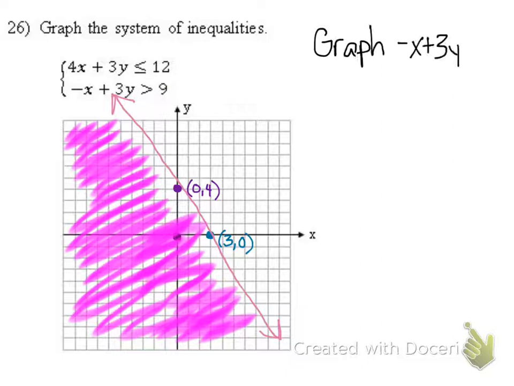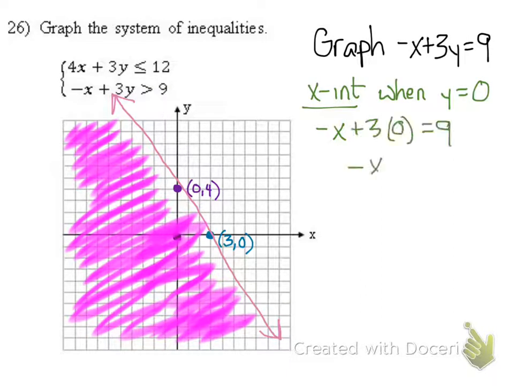Then we'll repeat the process for the second inequality. First we'll find the x-intercept by plugging in 0 for y. We get x equals negative 9. So on the x-axis, I'm going to mark where negative 9 is.